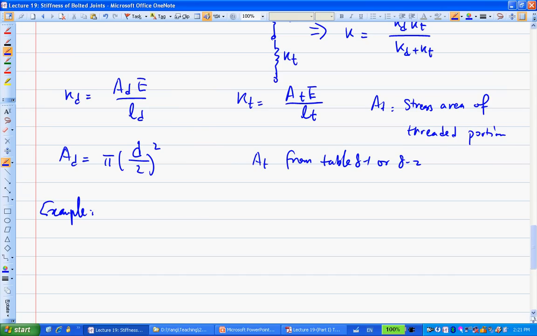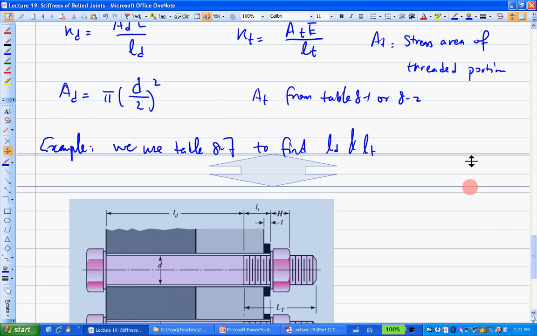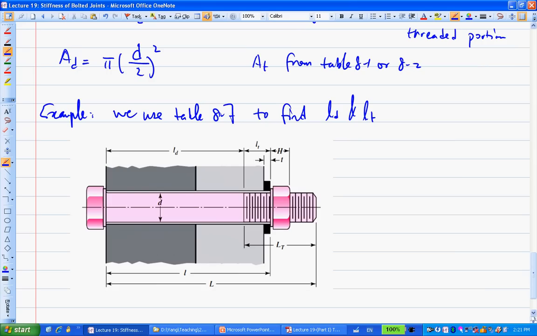Table 8-7. So we'll use table 8-7 to find this AD and the LD and LT. I'll show you the procedure right here. So let's use this example, and find the LD and LT.